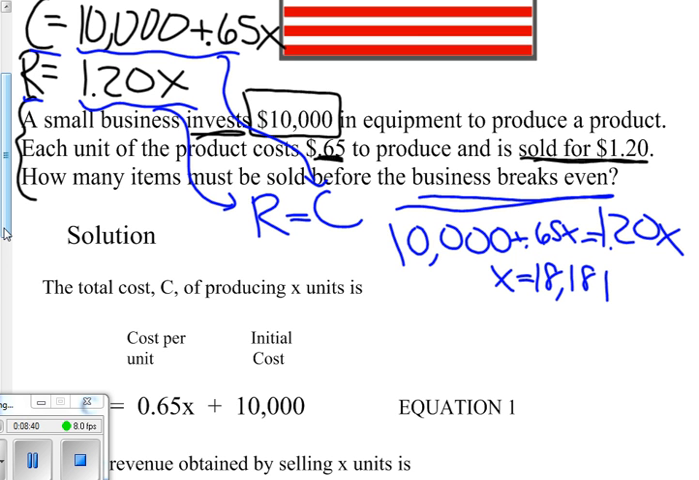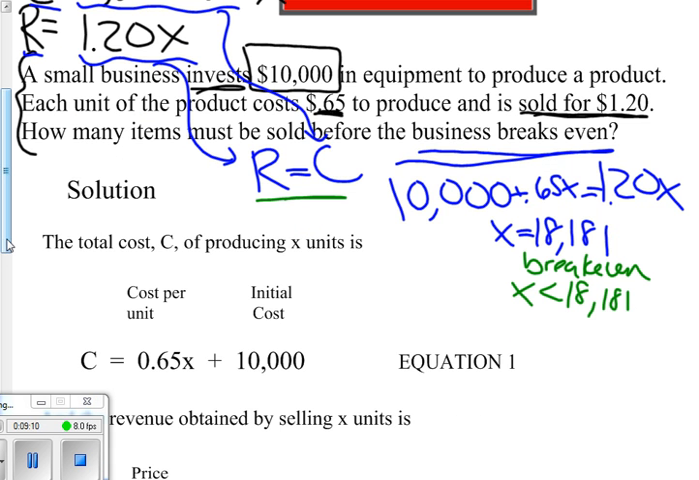So what does that mean exactly, though? We have to interpret what that means. So this equation was trying to find the break-even point. So that x means that they'd have to sell what? 18,181 units. Yep, they'd have to sell that many to break even. If they sell less than this, so if x is less than that, that means they're losing money, or they didn't have enough revenue to pay for all of their costs. If x is greater, then what? Yep, they start making profit. Questions on any of that?